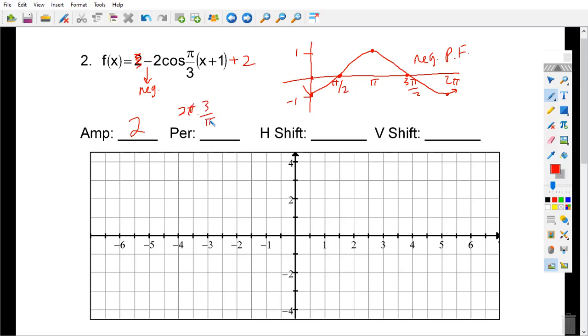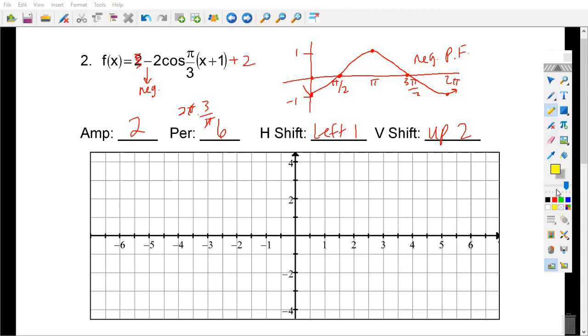So our pi's are going to cancel out and our period is going to be 6. Notice how I'm in units instead of radians on my table, on my graph. Your horizontal shift, again, X's are liars, so I'm actually going to the left one. And my K is my vertical shift, and that's going to tell me I'm going up 2.